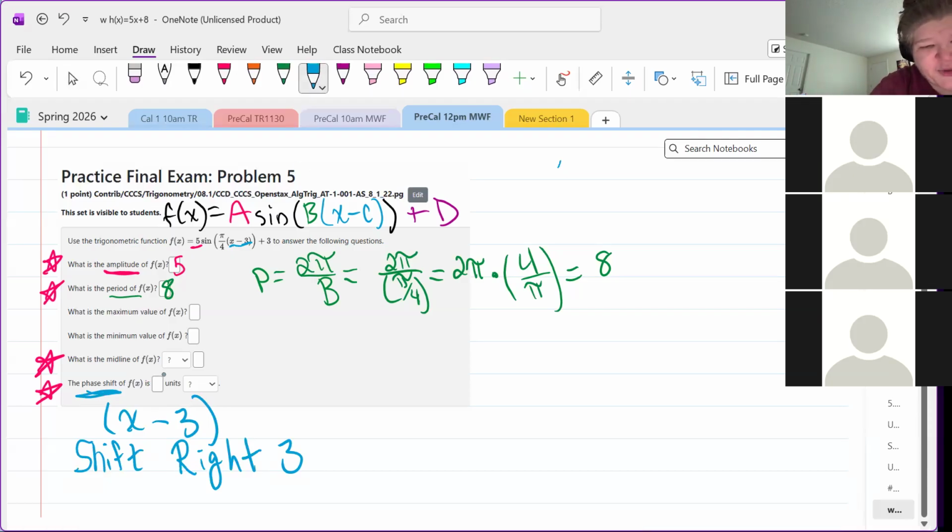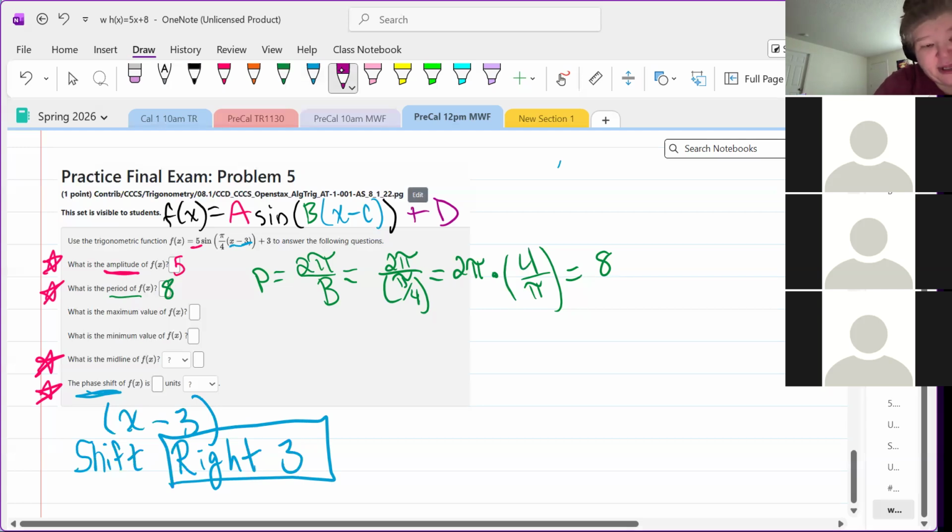So it'll be 3 units and then right. So I do need to see both things, not just the number, but also the direction. Now, the last part of the test question is going to be the midline equation.